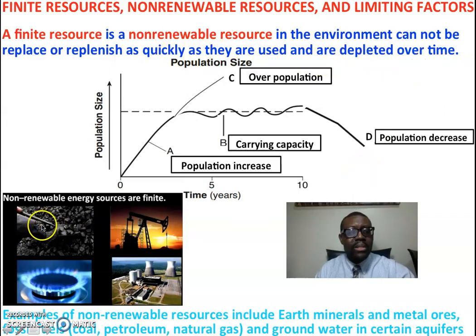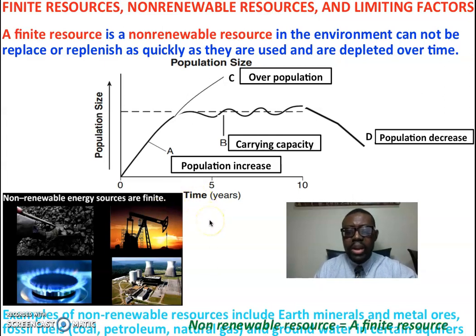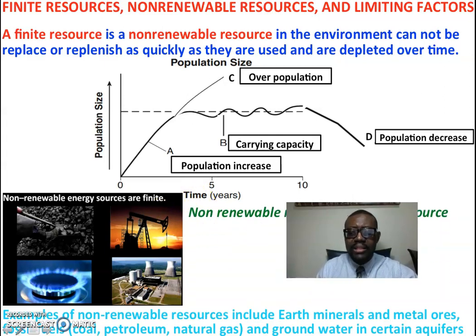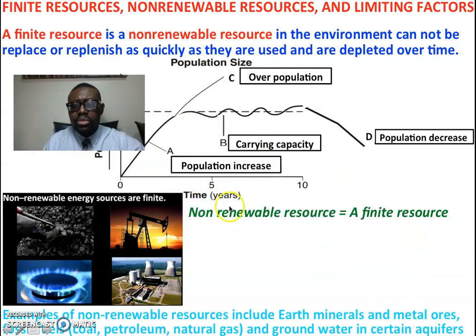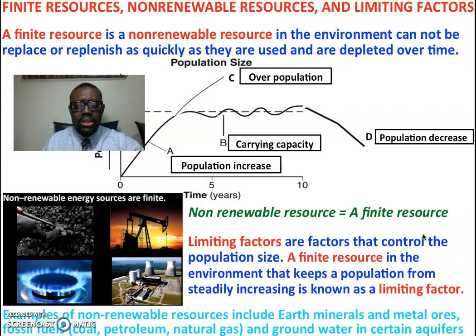Examples of non-renewable resources are coal, natural gas, and petroleum. All these materials are used faster than they can be replenished or replaced. That's why they are called non-renewable sources of energy. So non-renewable resources are equal to finite resources.